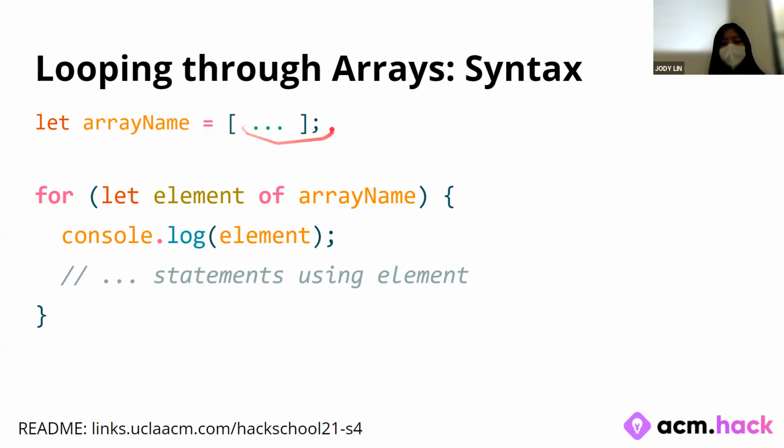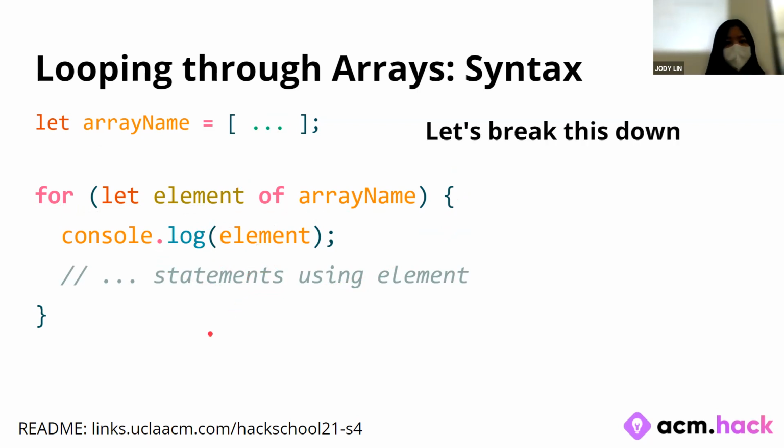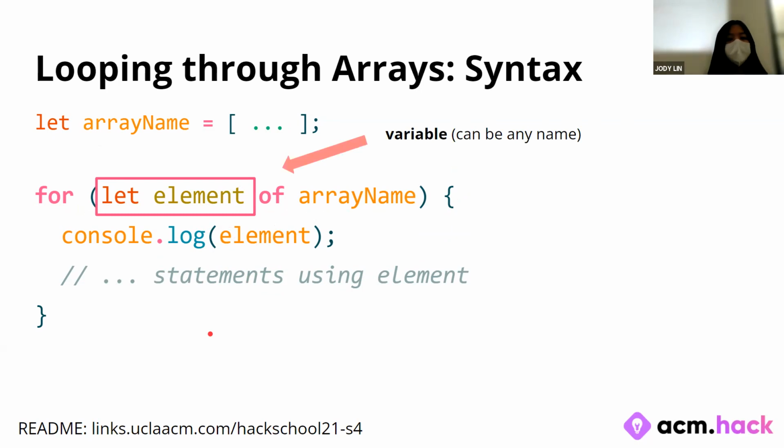Let array name equal, and these dot dot dot just mean that there's stuff in it. I'm just too lazy to write 3 characters apparently. There's stuff in there. And then for let element of array name, curly bracket, and then some code. So let's break this down real quick. All right, so when we say for let element, you can think of this as sort of a variable declaration.